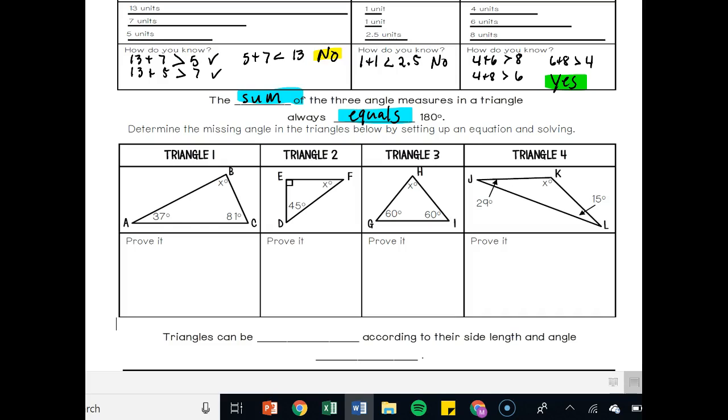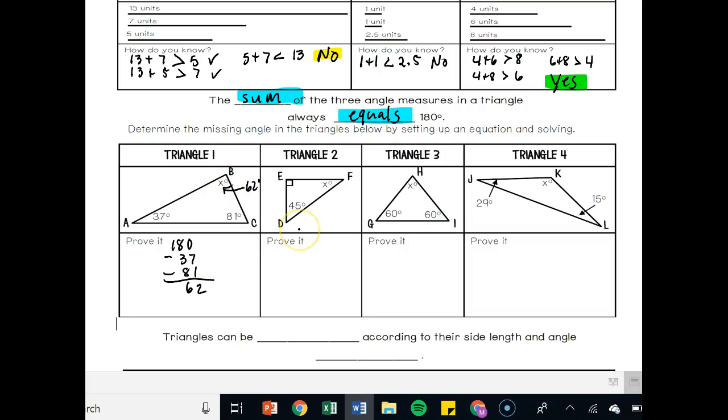So in order to prove it, we can just say, if I give you two angles, I know the third one added to those two has to equal 180. Just do the opposite of addition, which is subtraction. So I can do 180, subtract off the two angles that I know, so minus 37, minus 81. When I do that subtraction, I should get my third angle, which is 62 degrees. That means this missing angle right here is 62 degrees.